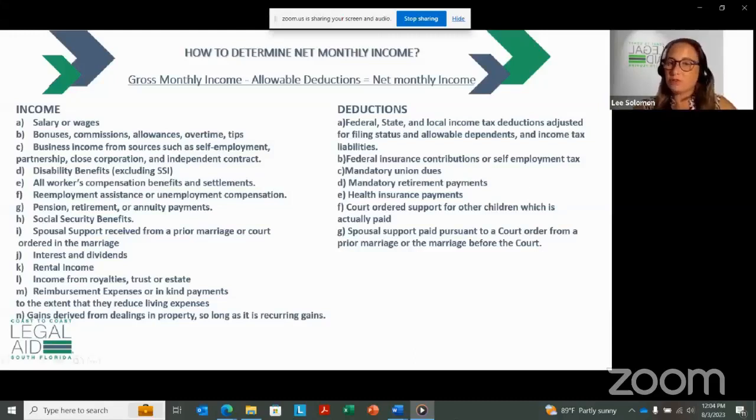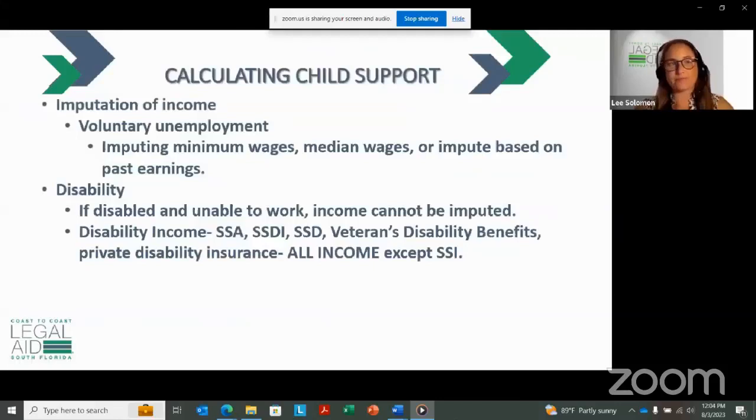Court-ordered support for other children, which is actually paid. This is also something to note here. A lot of times people think just because they have a court order ordering them to pay that they'll get that deduction from their income, but it must be actually paid. The payments have to actually be made. And then spousal support paid pursuant to a court order from a prior marriage or from the marriage that's pending before the court. So once you have your gross income and you take away the allowable deductions, you'd be able to figure out what the net monthly income is for that party.